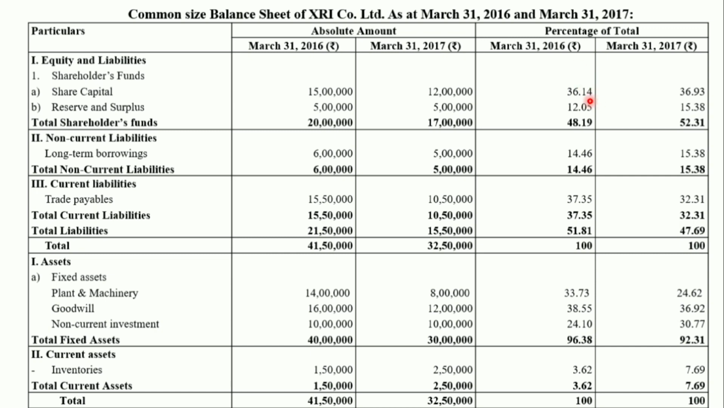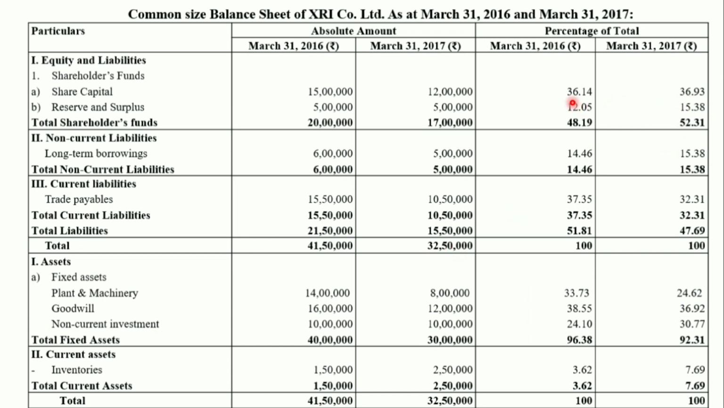36.14%. How is it calculated? See, 15 lakh divided by 41 lakh 50,000. I will repeat, 15 lakh divided by 41 lakh 50,000 into 100, that will give 36.14%. Similarly for 2017, 36.93% means what? That is 12 lakh divided by 32 lakh 50,000 into 100.